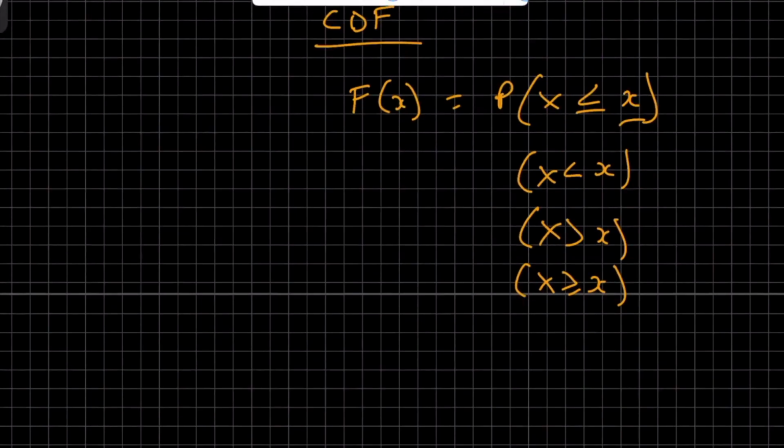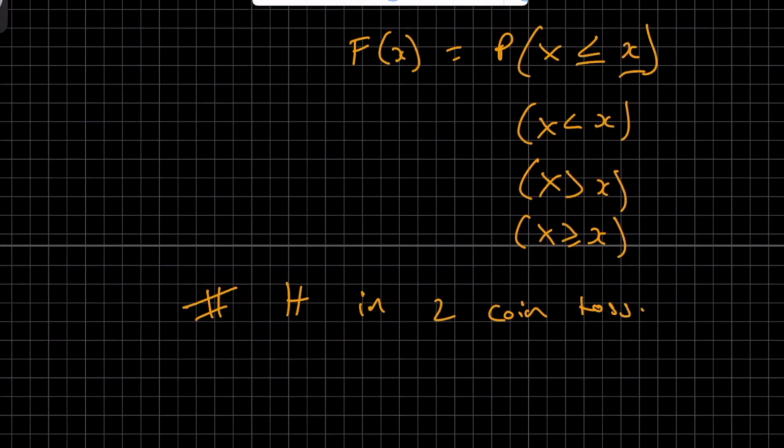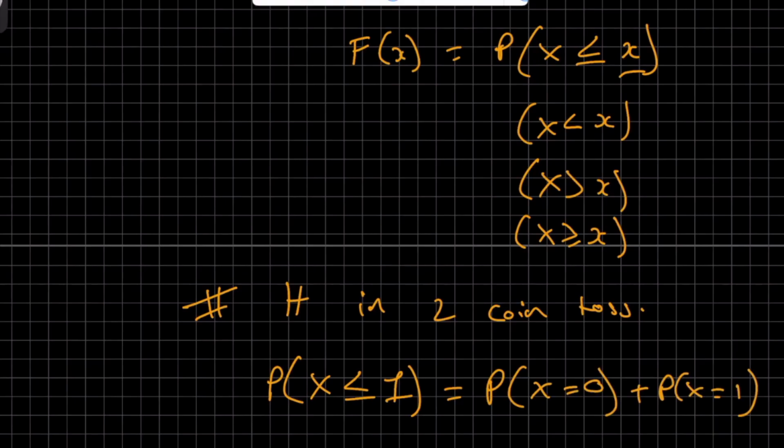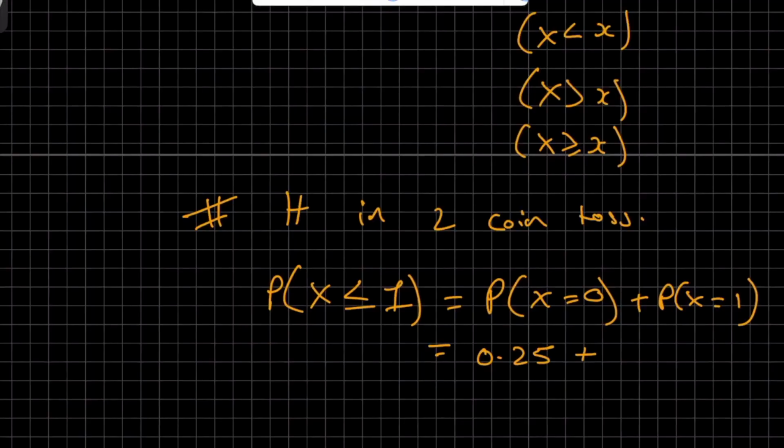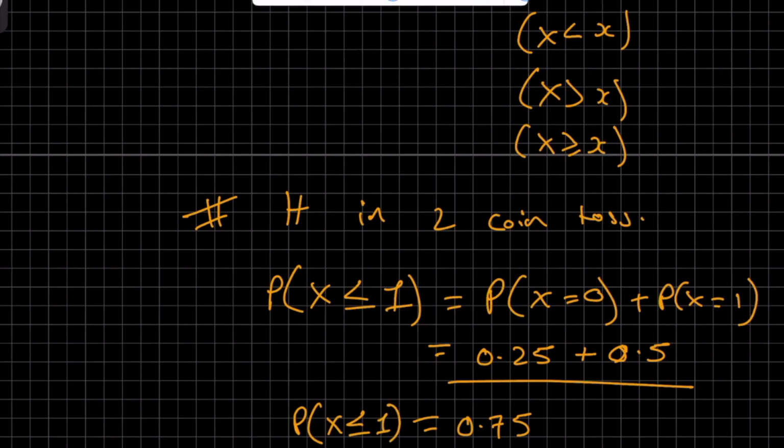So for example, if we take our discrete random variables, let's do the number of heads in a 2-coin toss. Our probability that we get number of heads that are less than or equal to 1 would equal our probability of getting 0 and our probability of getting 1. So this would equal 0.25 plus 0.5. So we determined these values, these probabilities before. This would equal 0.75. So the probability of getting number of heads in a 2-coin toss that are less than or equal to 1 would be 0.75.